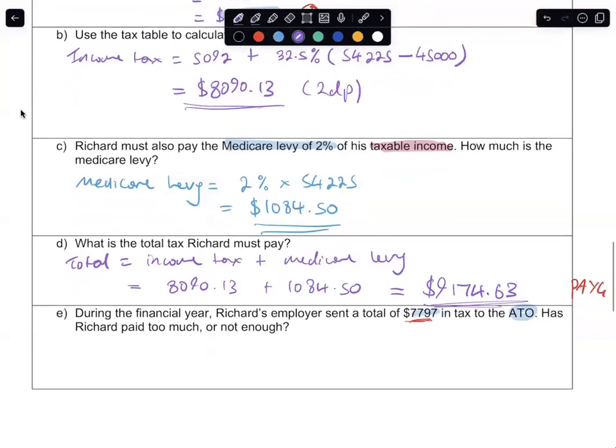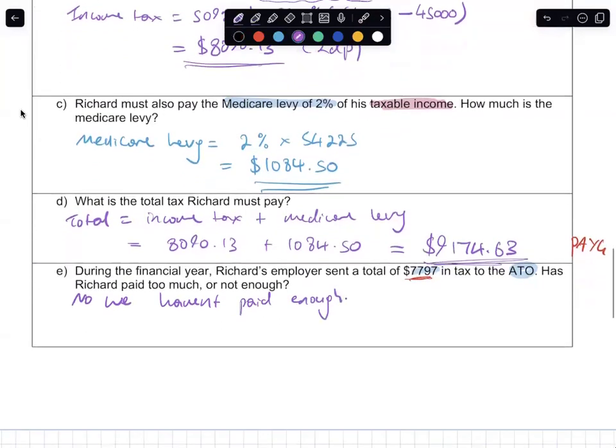So what we need to do, we can see automatically that the tax we have to pay is $9,174 and 63 cents. Okay, but our employer has only paid $7,797. So no, we haven't paid enough. In fact, we want to calculate whether or not it's going to be a tax refund or a tax debt. So we say, no, Richard hasn't paid enough. And then it's always a good idea, because sometimes the question will ask you this, to actually calculate how much is owing to yourself or to the taxation office.